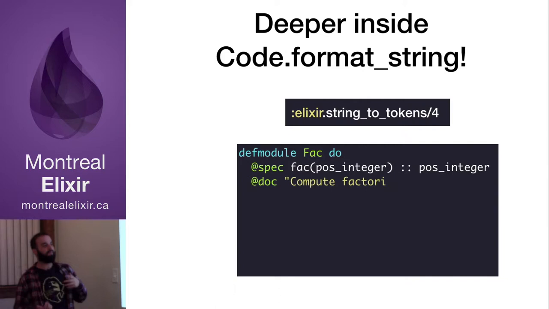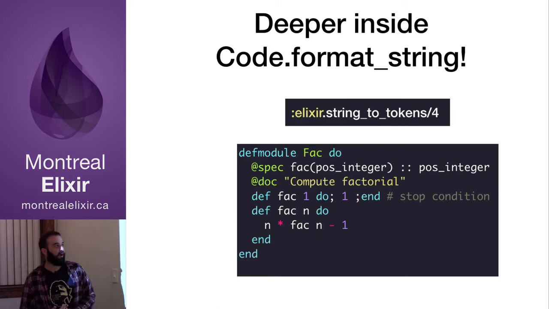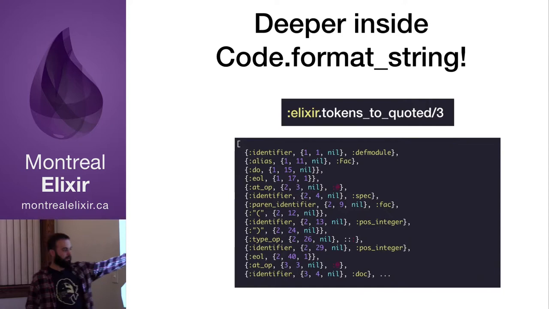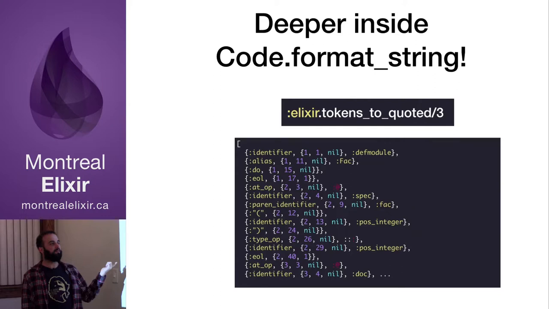String to token: I have my code, and I want to tokenize that code. It just prints the code being tokenized. It tries to run every string of the code separately, gets rid of some space, and creates an array of the tokens of that code. Then once I get the tokens of the code, I just pass the tokens to token to coded. Then I have that structure.